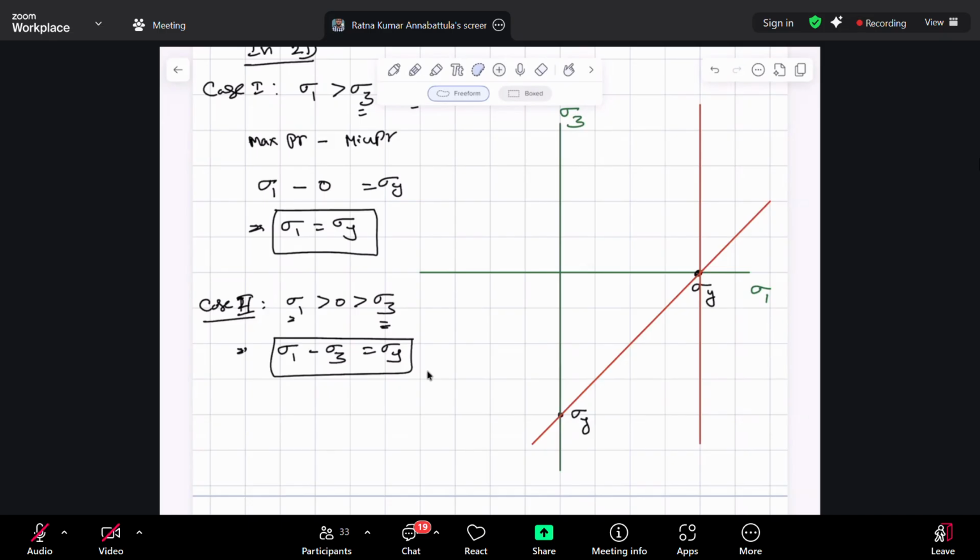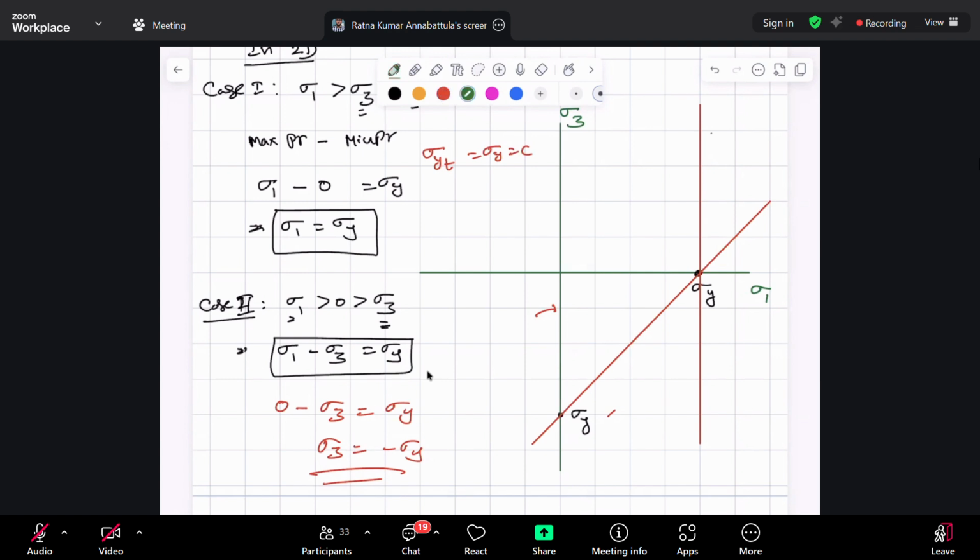So that is the equation sigma 1 minus sigma 3 is equal to sigma y. Whenever your sigma 1 is equal to 0, that is on this line, correct? 0 minus sigma 3 is equal to sigma y. That is what this line is, correct? That is minus sigma y, no? Yes, by equation. One assumption here is that the material will have the same yield strength in both tension and compression. So sigma y in tension is equal to sigma y in compression. That is the assumption.